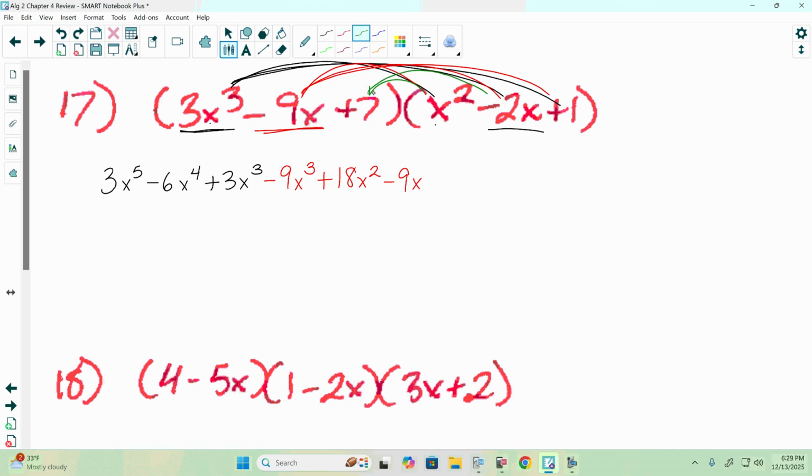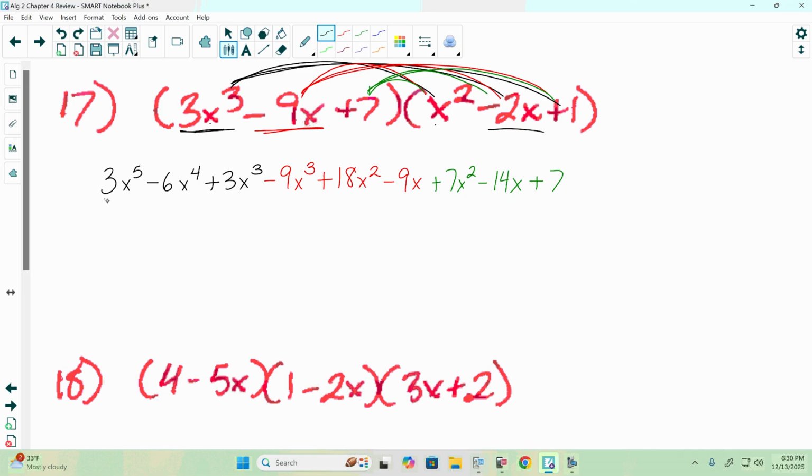Now that brings us to our last multiplication, our positive 7. 7 times x squared is going to be positive 7x squared. Positive 7 times negative 2x, positive 7 times negative 2 would be negative 14. We still have our x. And 7 times 1 is going to be plus 7.